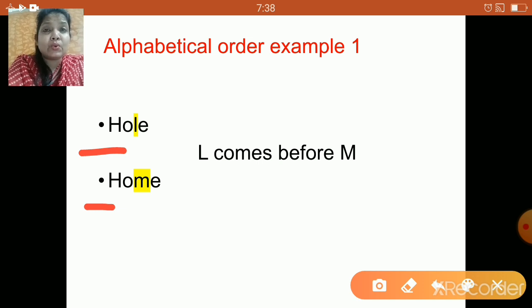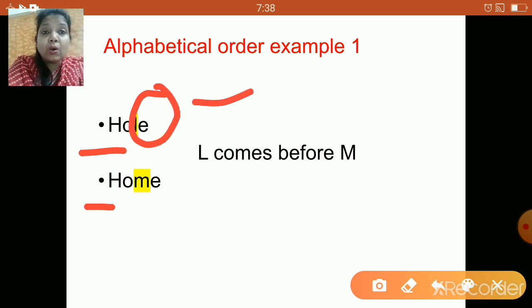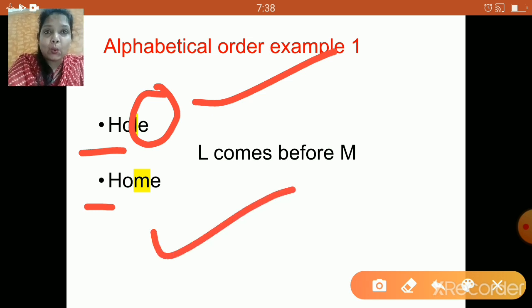Now let's go through our nursery rhyme once again. And we know the ABCD sequence. Yes, A, B, C, D, E, F, G, H, I, J, K, L, M. So which letter comes before M? That's L. So L comes first and then comes M, right? So whole will come first in the dictionary and then home. So this is how you are supposed to go through the alphabetical order, right?